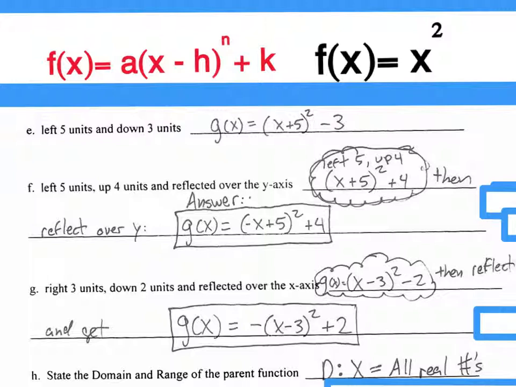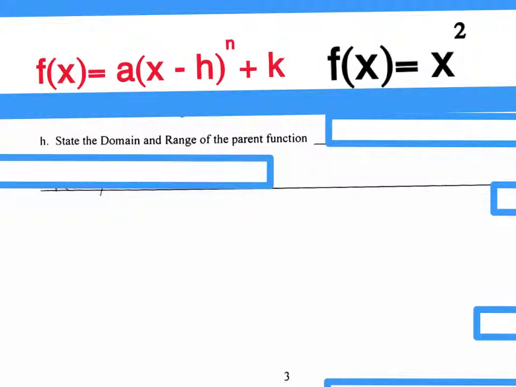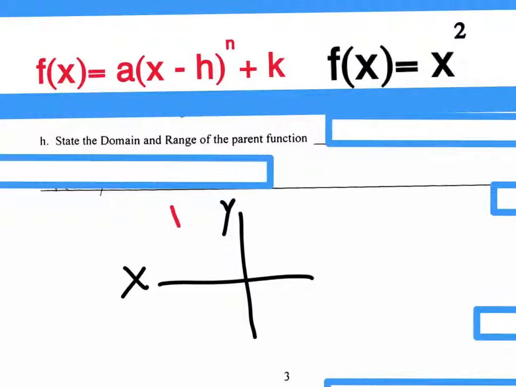Anyway, moving on to the final part, the domain and range of the parent graph. Well, the parent graph is a quadratic, and you might need a visual here. That's really ugly. I apologize. Here's your x, here's your y. And what does a quadratic look like? Well, that's a parabola. And that is the ugliest parabola I've ever drawn. I apologize. But we don't need a perfect parabola. We just want to get the understanding of this thing.